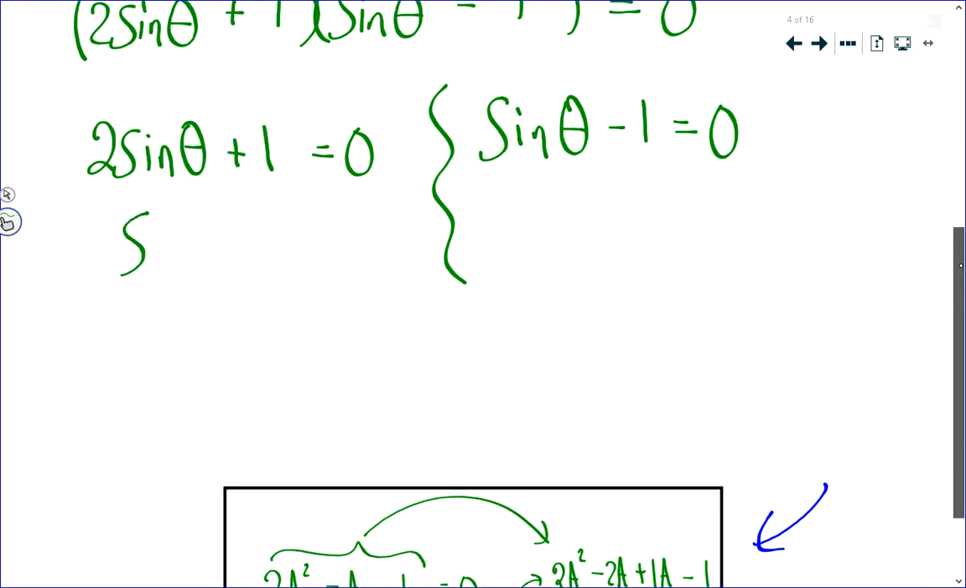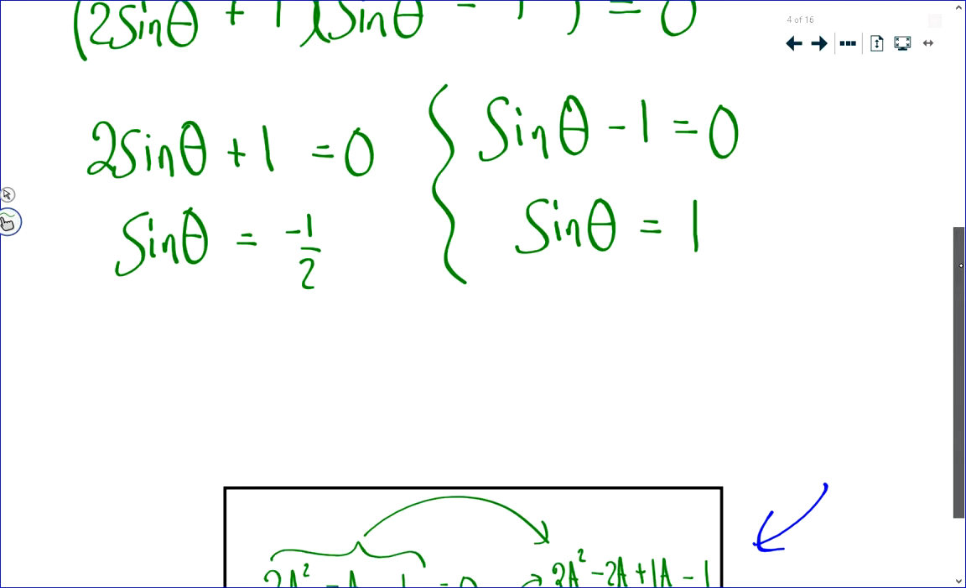So we've changed it from a quadratic into two linear, and if we rearrange this equation for sine of theta, we can have sine of theta equals negative 1 over 2, and this equation would be sine of theta equals 1. Now I am going to, wherever possible, rely on the unit circle in order to solve trig equations. So I probably should have said this at the beginning of the lesson, but that's okay.